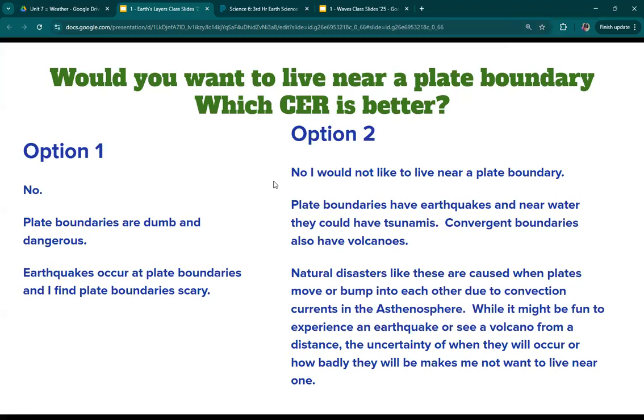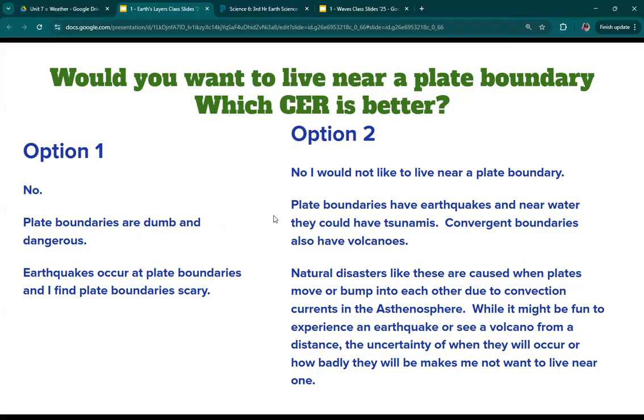So make sure when you're doing a CER today, maybe on your test, you have a complete sentence for your claim. Now, the evidence, again, should be facts. If we're talking about plate boundaries, tell me what you know about plate boundaries. For option 1, they say plate boundaries are dumb and dangerous. This is not a fact. This is just subjective opinions. This is terrible evidence. You would not get points for this as evidence.